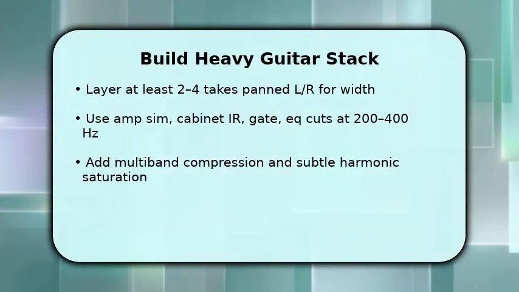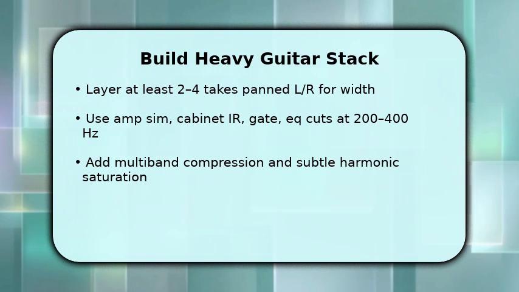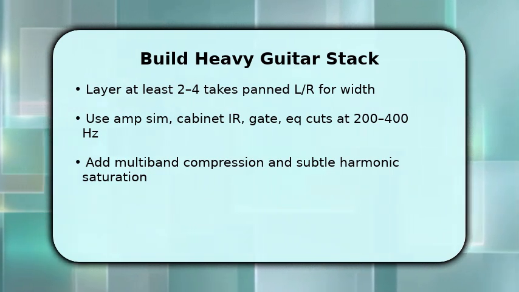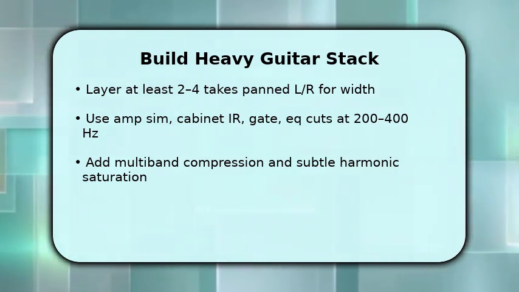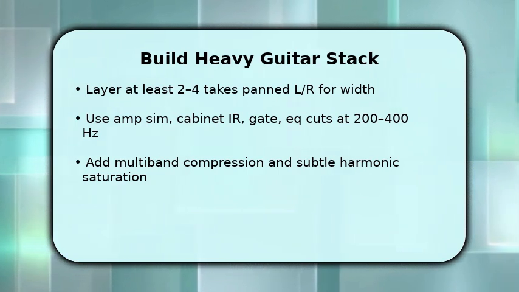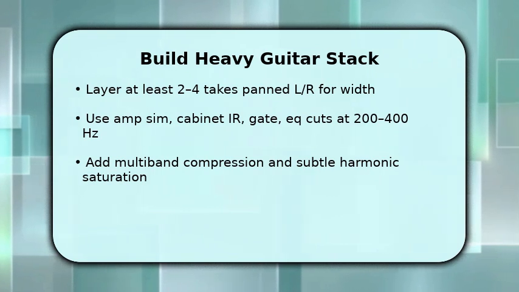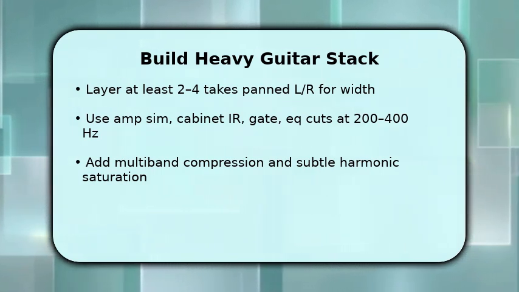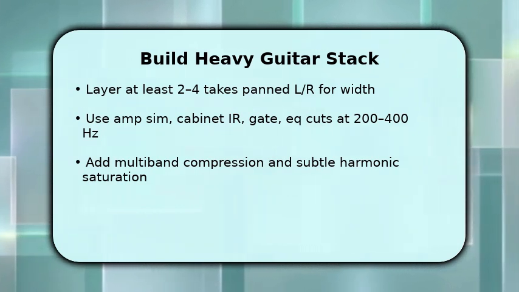Drag your consolidated take onto separate tracks and record or duplicate to create 2 to 4 tight performances for stereo spread. Pan matched pairs left and right. Insert your amp simulator first, then load a cabinet impulse response to capture realistic tone. Gate to remove noise, then carve mud with a cut around 200-400 Hz while boosting presence around 2-4 kHz.